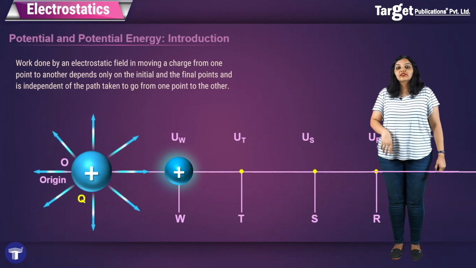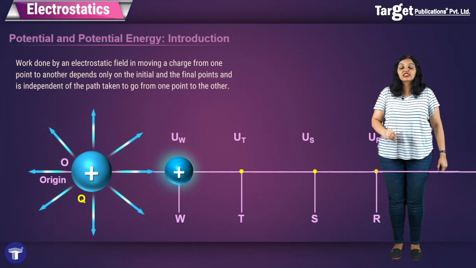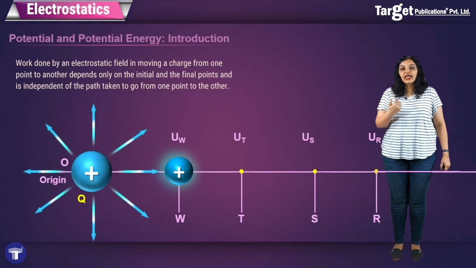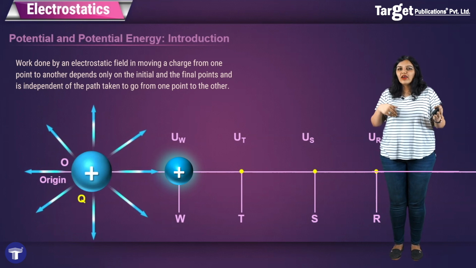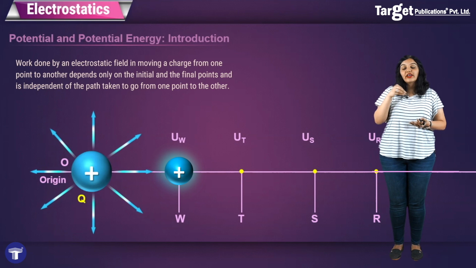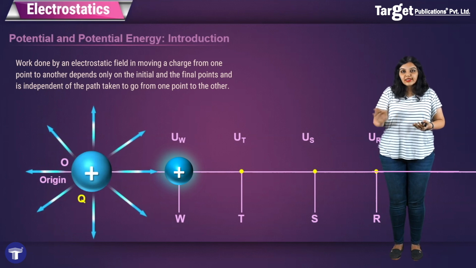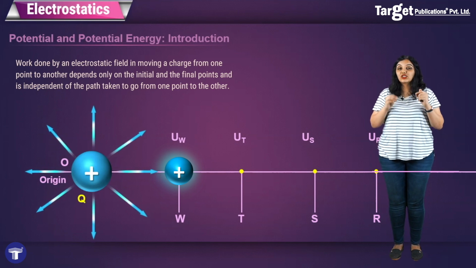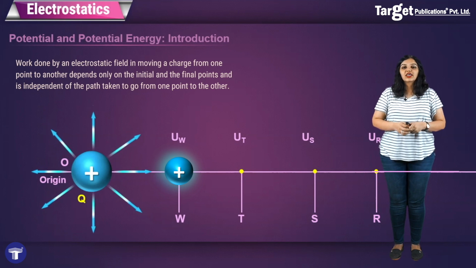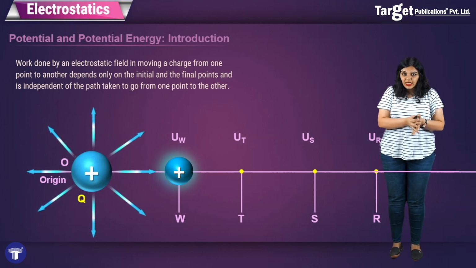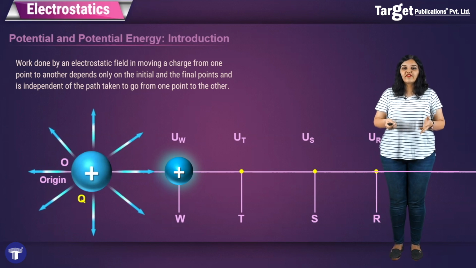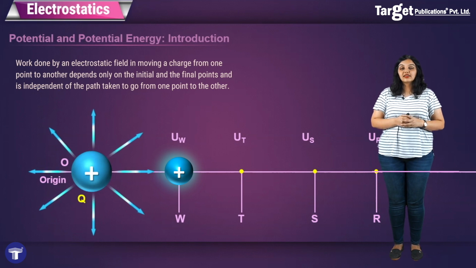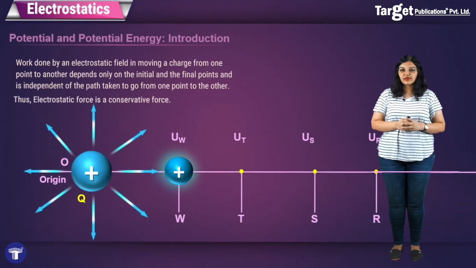And therefore I say that the electrostatic force is a conservative force and the potential energy is path independent. That is, you can bring the charge from anywhere to any point, but as long as the initial and final points remain the same, the path does not matter. The value of the electrostatic potential energy at that point will not change. So we say that the work done by the electrostatic field and hence the potential energy difference depends only on the initial and final points and is independent of the path taken to go from one point to the other. Thus, the electrostatic force is a conservative force.